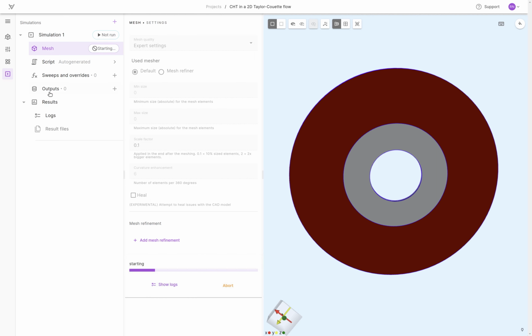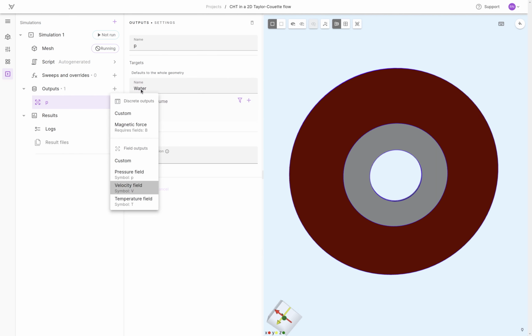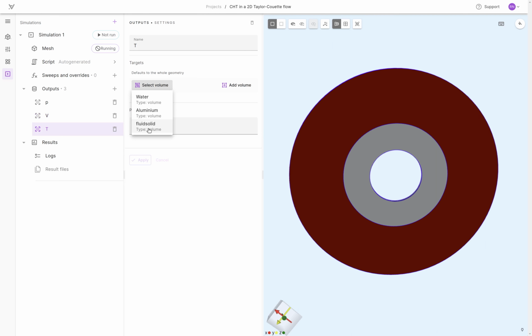While the meshing is in process, we can set the outputs for visualization. So we'll add the pressure output in the water region or the fluid region. Then we add the velocity field in the fluid region. Then we select the temperature output and we select the fluid and solid region as targets so that we can visualize the temperature in both the fluid and the solid domain together.